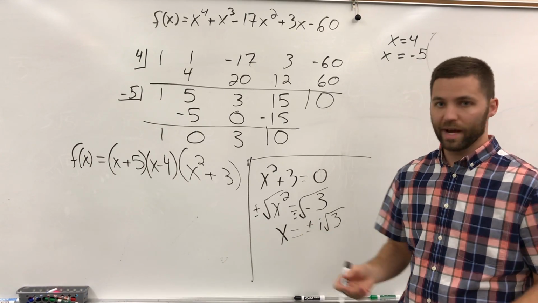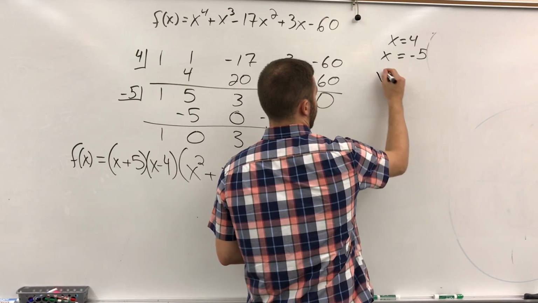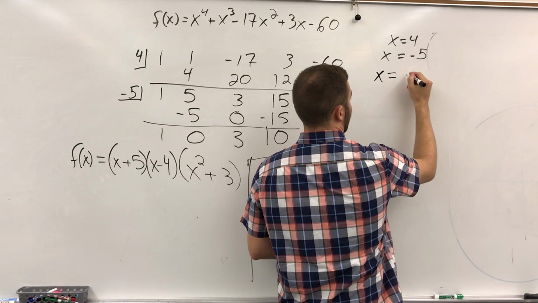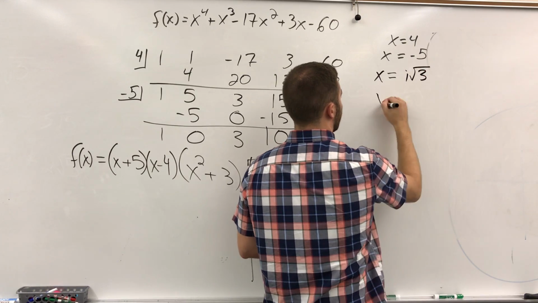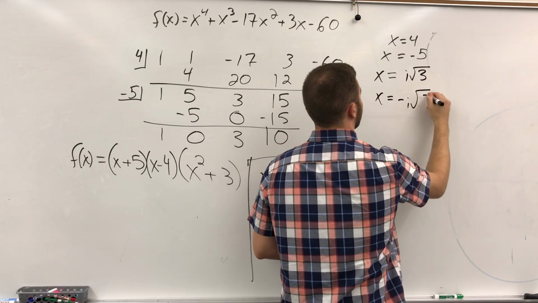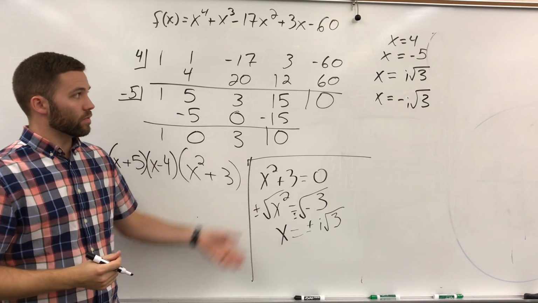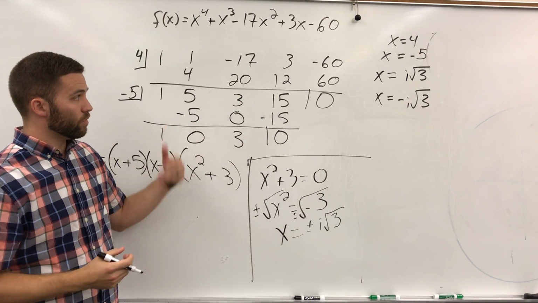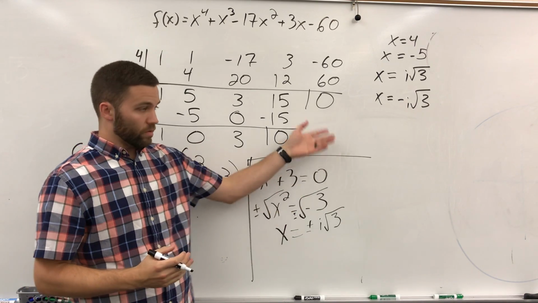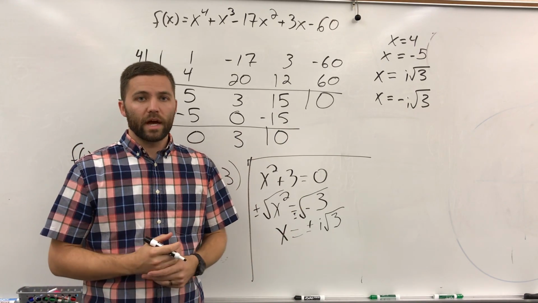That's our other 2 zeros. They're complex numbers, they're imaginary. So we'll list those out too: x equals i root 3 and x equals negative i root 3. And that's it. We just follow that process and we get all of the zeros. We anticipated 4, and we found that there were 4. 2 of them are imaginary numbers.